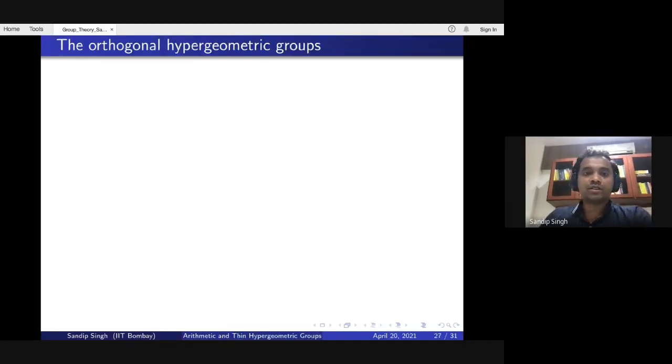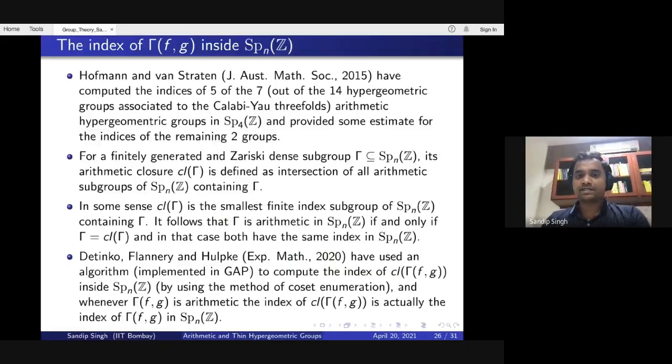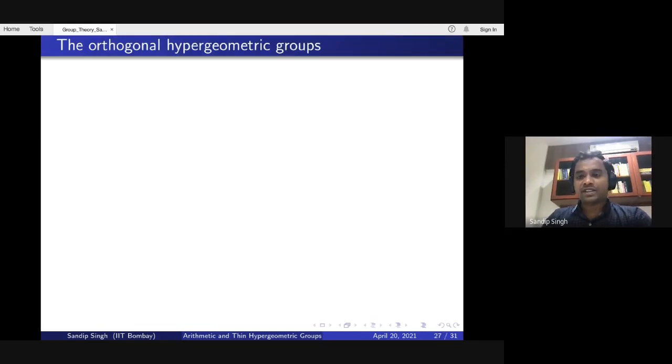Now we discuss the orthogonal case. So far we have been discussing the symplectic hypergeometric groups. Now we move to the orthogonal hypergeometric groups. In this case, you remember that f and g are integer coefficient polynomials which are products of cyclotomic polynomials, with f(0) equal to 1 and g(0) equal to -1.